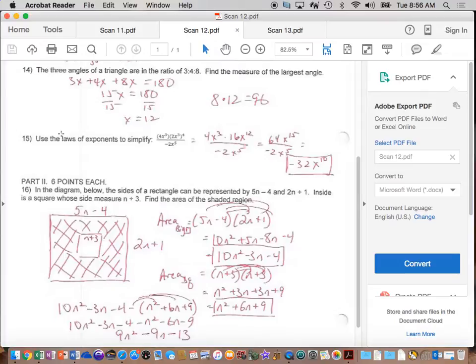Here's the deal. The only thing you might have been unaware of was to shade the area in between the two figures. To get the shaded area in between, you have to find the area of the big rectangle, which is 5n minus 4 times 2n plus 1. Get that answer. Then find the area of the square, which is n plus 3 times n plus 3. Get that answer, and then subtract them like we did in the previous question. How do we know which is the shaded region? The shaded region is always going to be the area in between. It doesn't matter where you put the square, the shaded area will always be the same.